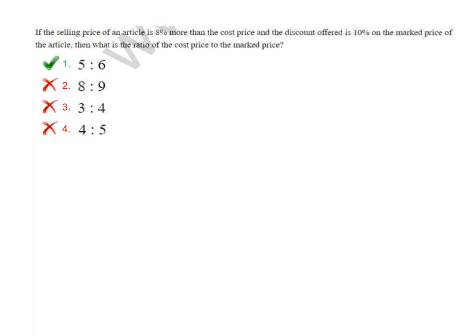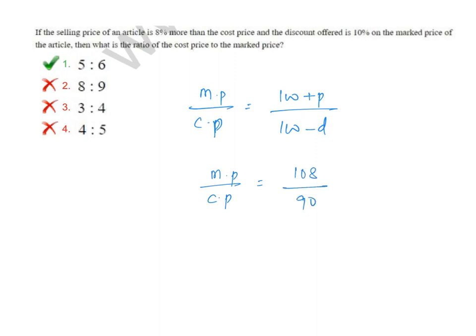If the selling price of an article is 8% more than the cost price and the discount offered is 10% on the marked price of the article, then what is the ratio of the cost price to the marked price? We know marked price by cost price is equal to (100 plus P) by (100 minus D). So he's asking you CP by MP, but first MP by CP, profit is 8%, discount is 10%. So the ratio is 18 5s are, 18 6s are. Cost price to marked price is 5 is to 6.